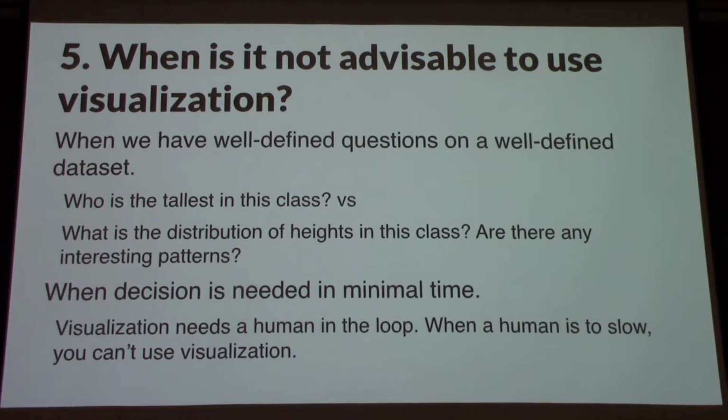If you have a well-defined question and a well-defined data set, just use an algorithm. So who is the tallest person in the class? Assuming I know all of your heights, I don't need visualization for that. I can just run a simple search algorithm and then have a number. And that's all that I need. In contrast, what is the distribution of heights in a class, or are there any interesting patterns, these kinds of questions are less well defined. So here I definitely need visualization. So that was what I was shooting for here.